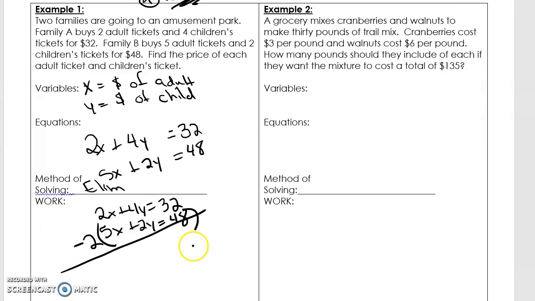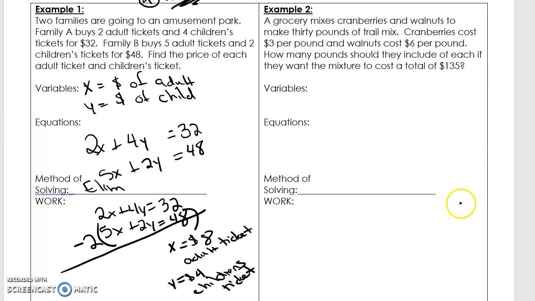Okay. If you did your work, you should get x equals $8 for an adult ticket. That's your label, $8 for an adult ticket. Y is equal to $4 for a children's ticket. Okay, so those should be your answers. Let's go over to the other problem and work on that one.